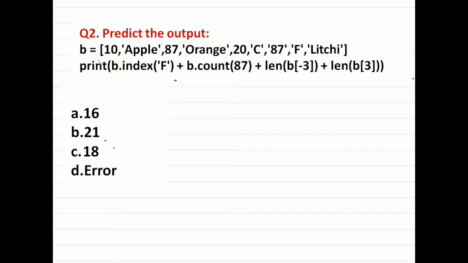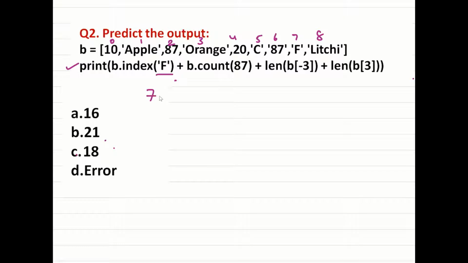So this is question number 2. Predict the output. B equal to 10, apple, 87, orange. So again a combination of strings and numbers and characters is given. So you have to find out the correct answer of this statement. Let's see which one is the correct answer. If you have any guesses, you can write in the comment box before I reveal the answer. So first of all, we will check B dot index F. Let's write down the index values first.